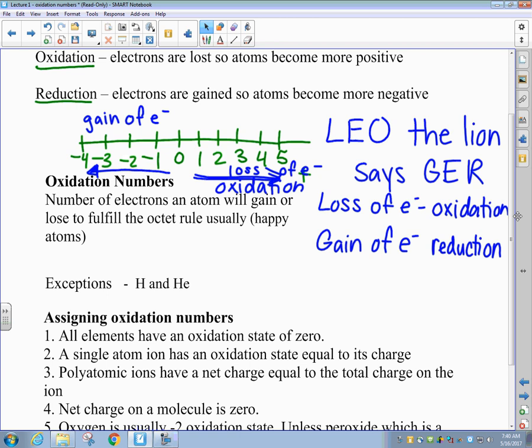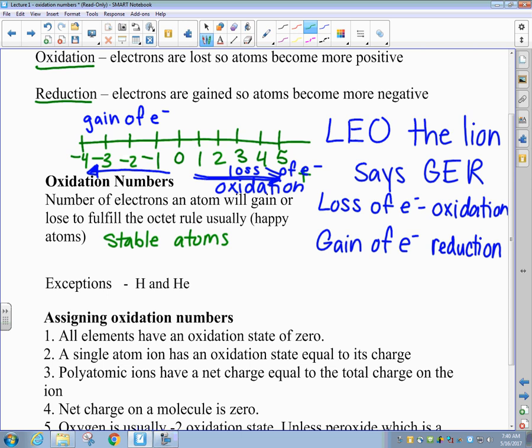An oxidation number is the number of electrons that an atom will either gain or lose to fulfill the octet rule. And this is typically what we see. We use this term happy atoms. Obviously, atoms are not a living thing, so they're not really happy or sad. But what we really mean by this is stable atoms. This is the number of electrons that an atom will lose or gain to ultimately lower its potential energy.